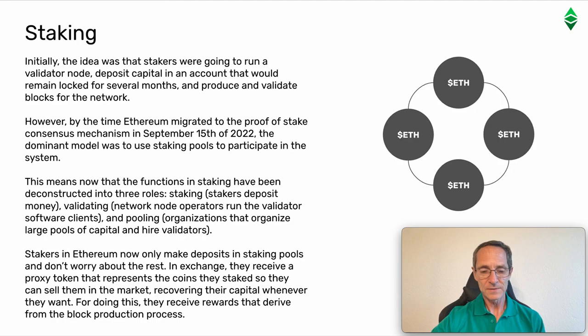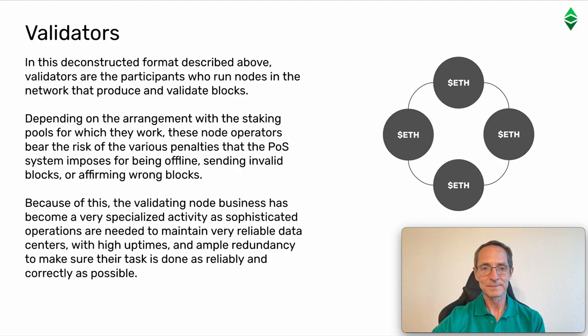Into three roles. Staking: stakers deposit money. Validating: network node operators run the validator software clients. And pooling: organizations that organize large pools of capital and hire validators. Stakers in Ethereum now only make deposits in staking pools and don't worry about the rest. In exchange, they receive a proxy token that represents the coins they staked so they can sell them in the market, recovering their capital whenever they want. For doing this, they receive rewards that derive from the block production process.